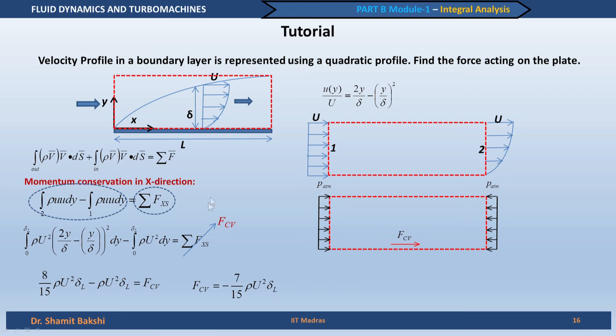So, what is the force acting on the plate? What we are interested in is to find the force acting on the plate. So, if you want to find that, it will be the negative of the force acting on the control volume. So, this is 7 by 15 rho u square delta L. So, systematically we can find out the force acting due to the shear. So, basically this force is due to the shear on the surface. The plate experiences a force in this direction.